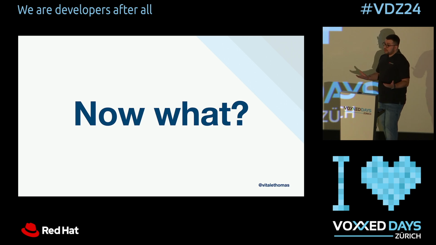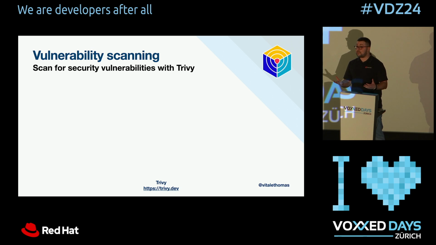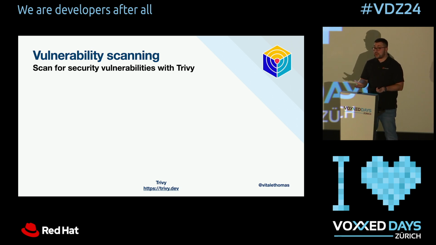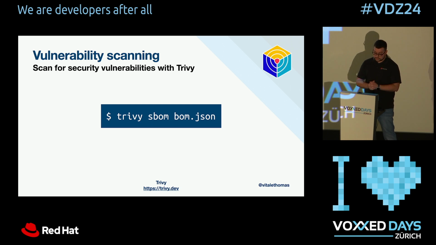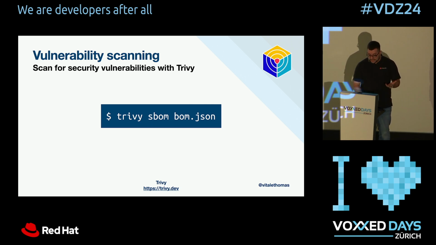We can use it in different ways. I mentioned a few use cases. So the first step could be doing vulnerability scanning. That's quite an important one. So you can use a tool like Trivy, or there are many other open source tools out there, as part of your pipeline. After you build the application, you can use these scanners. You pass the SBOM file, and then it will tell you if there is any vulnerability in any of your components.